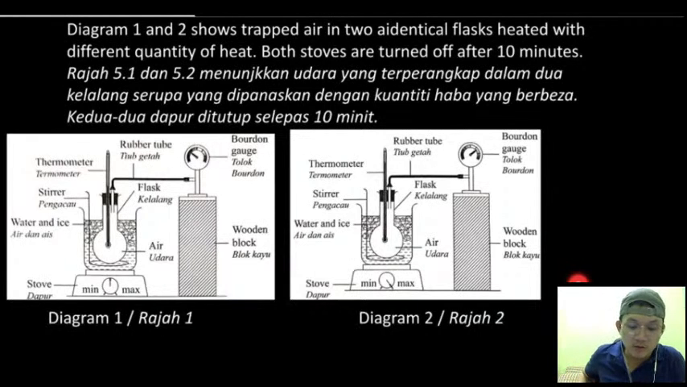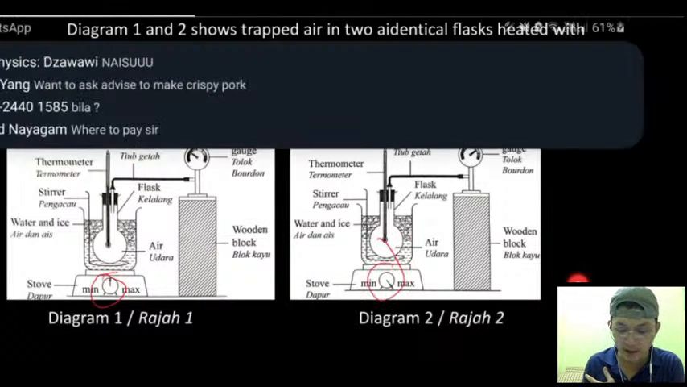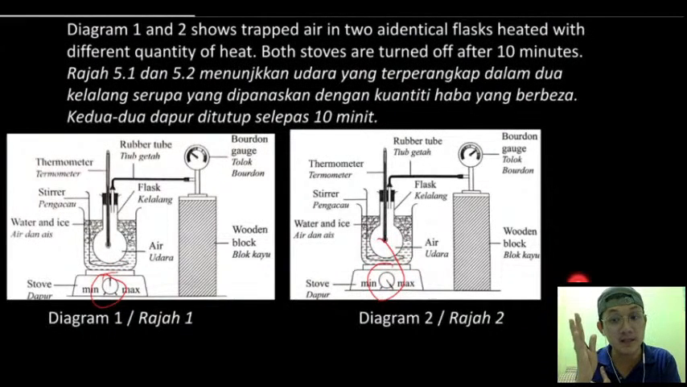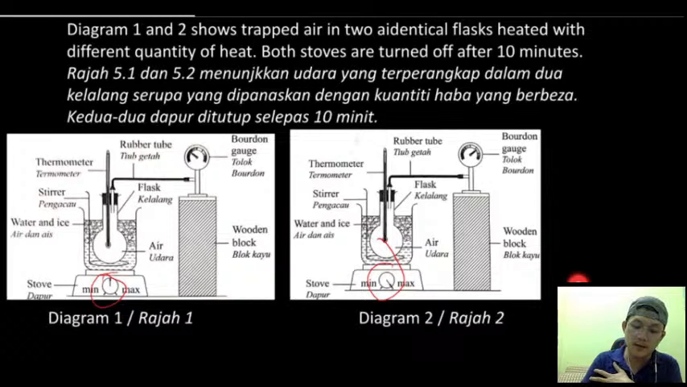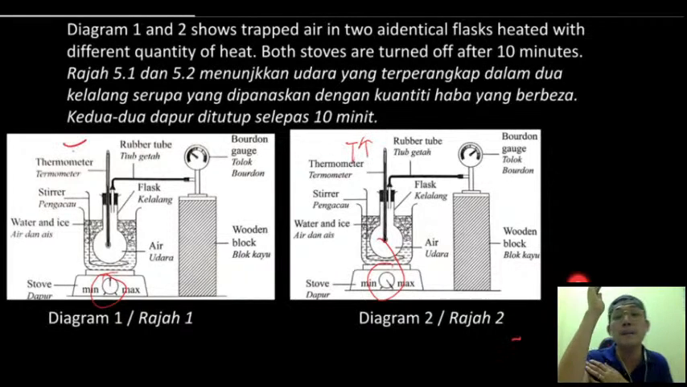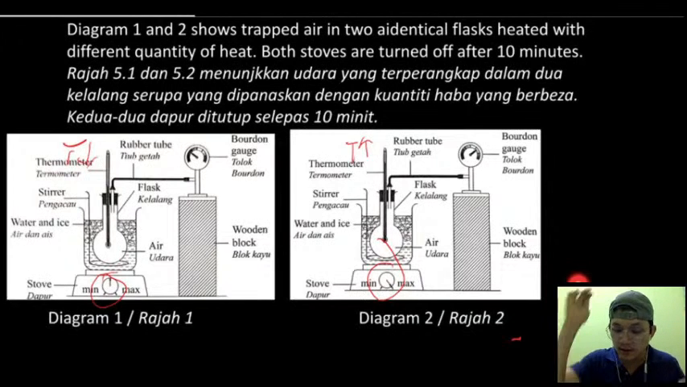Okay, so diagram 1 dan 2 shows trapped air in two identical flasks. Diagram 1 dan 2 menunjukkan udara yang terperangkap dalam dua kelalang serupa yang dipanaskan dengan kuantiti haba yang berbeza. Okay, so daripada sini kamu boleh nampak sini ialah bubur dekat tengah-tengah, sini ialah bubur dekat maximum. Alright, maximum. And so maximum how it goes is maximum always haba dia lebih lah. Okay, so kita boleh anggap kalau dua-dua ditutup selepas 10 minit, confirm ini suhu lebih tinggi lah. Confirm ini suhu lebih rendah. Okay, so kita tahu sudah. Alright, so the next one.